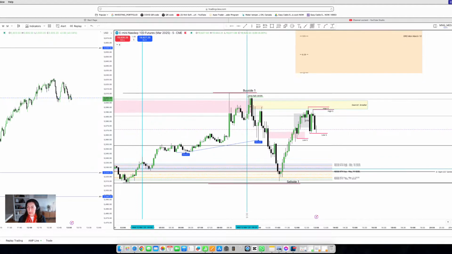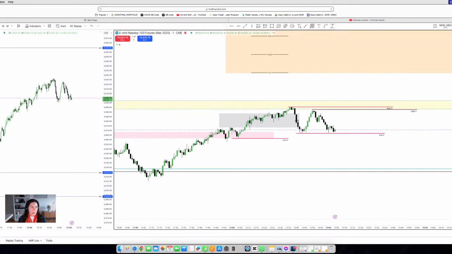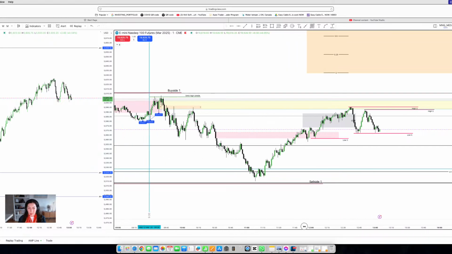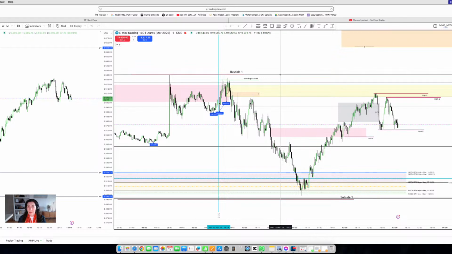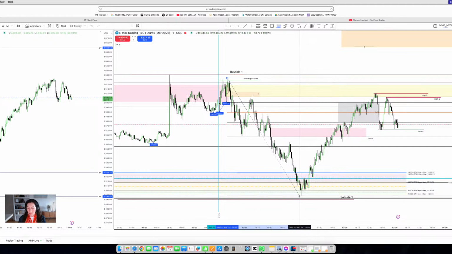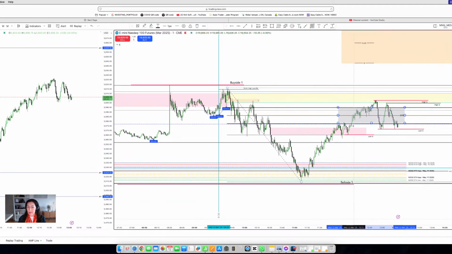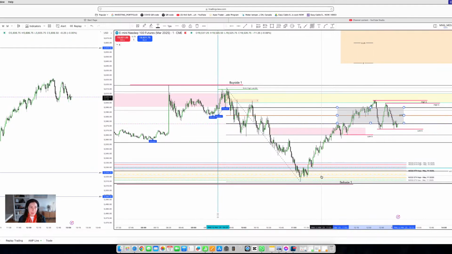What I did was, on the 1 minute, I took this morning's price action and drew a fib from the high to the low, and came up with the optimal trade entry area right here, which is 62 to 79%. Just gives kind of a rough idea of possible retracement from this leg this morning.